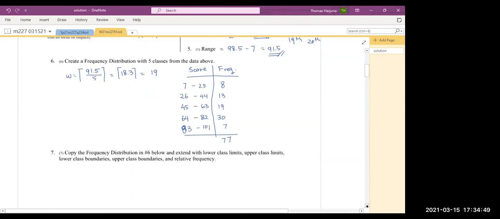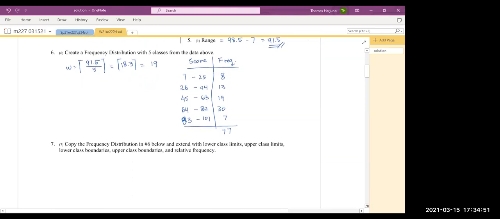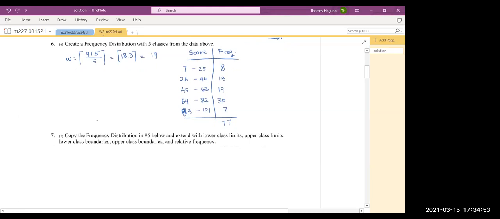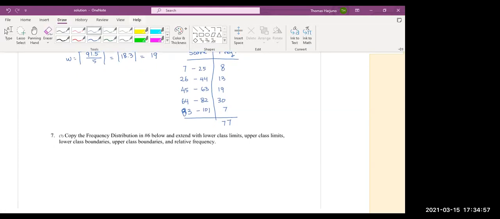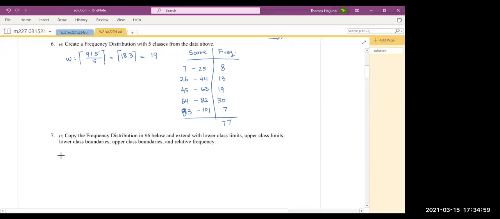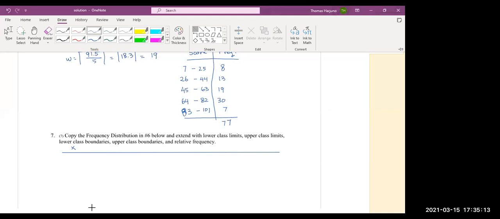Number 7. I really want to skip this number 7, though. I wish I could. No, just do it so that you can see that we actually have enough time. Okay, so this is the X, or this is the score, and then we have the frequency.